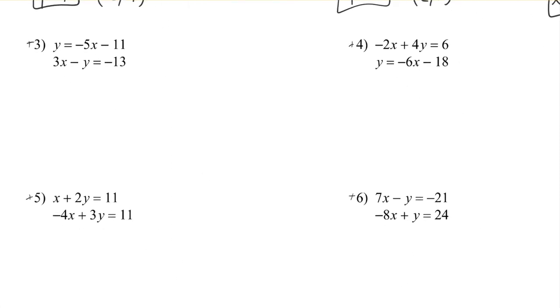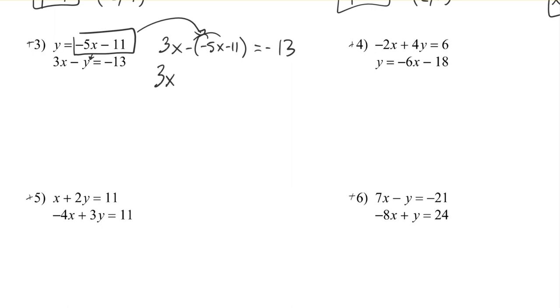Problem 3. This is solved for y as well, so we're going to substitute this in for y in our other equation. So 3x minus y equals negative 13, substituting in negative 5x minus 11. Now this negative 1 out in front means we need to distribute it. So we go 3x plus 5x, and negative 1 times negative 11 makes a positive 11.